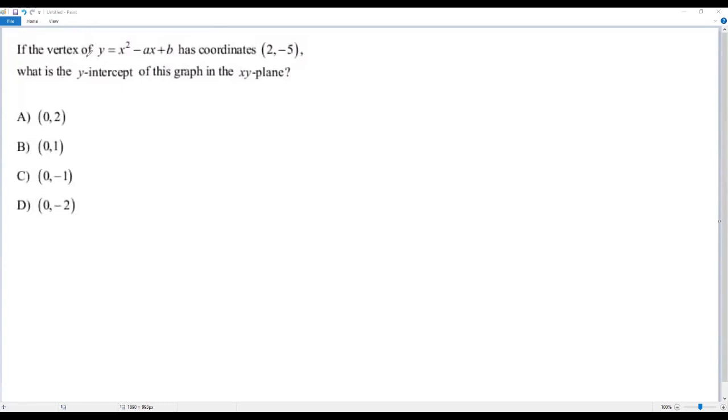Actually, the given quadratic function is in standard form. When we have a quadratic function in standard form, the constant we have over here represents the y-coordinate of the y-intercept. So our aim is to get the value of this constant b.